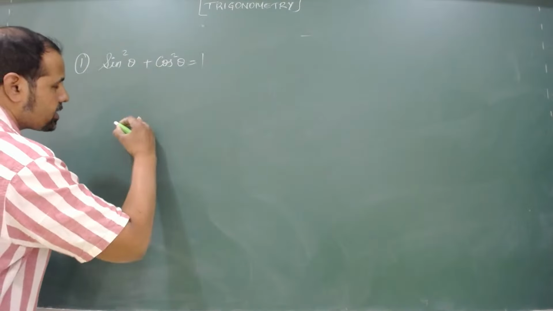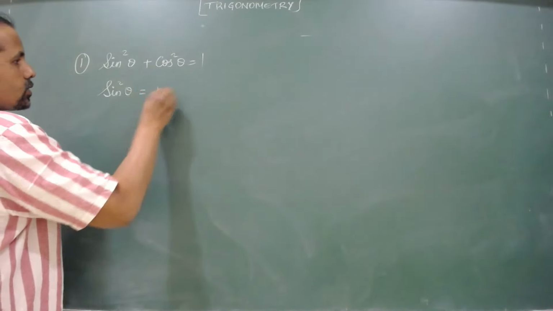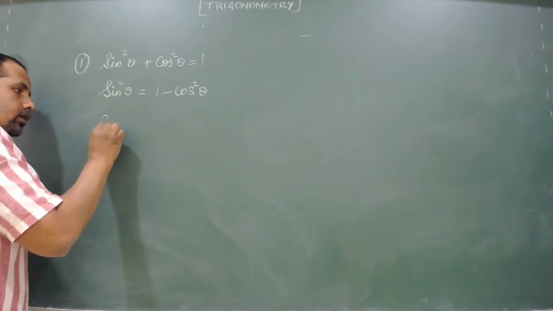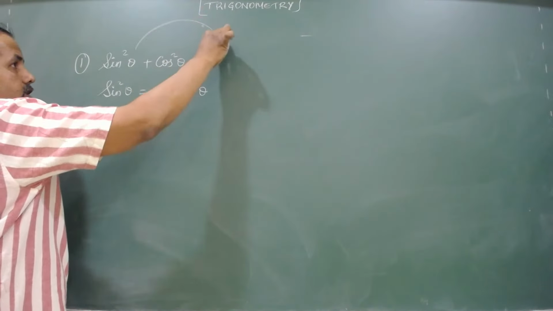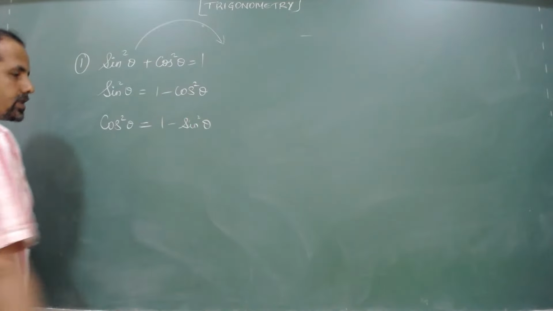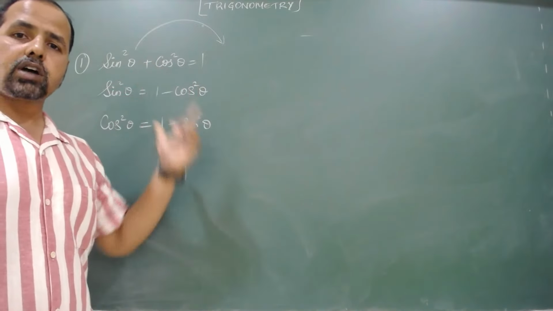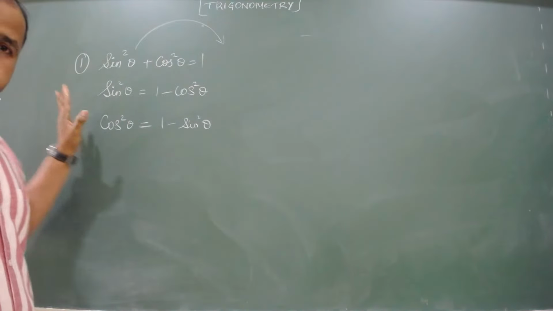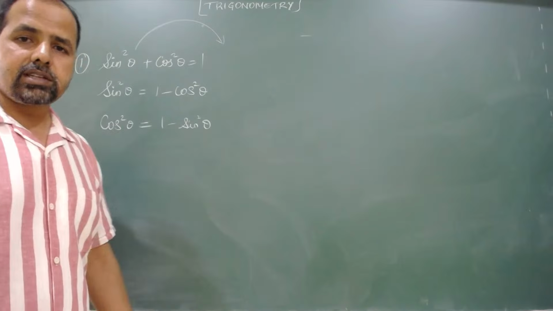The first identity can be written in two different ways. That is, sine square theta is equal to 1 minus cos square theta, or cos square theta can be written as, when you transpose sine square, 1 minus sine square theta. This is your first identity. The first identity says sine square theta plus cos square theta is equal to 1, which can be written in two different ways. Sine square theta is equal to 1 minus cos square theta, or cos square theta is equal to 1 minus sine square theta.